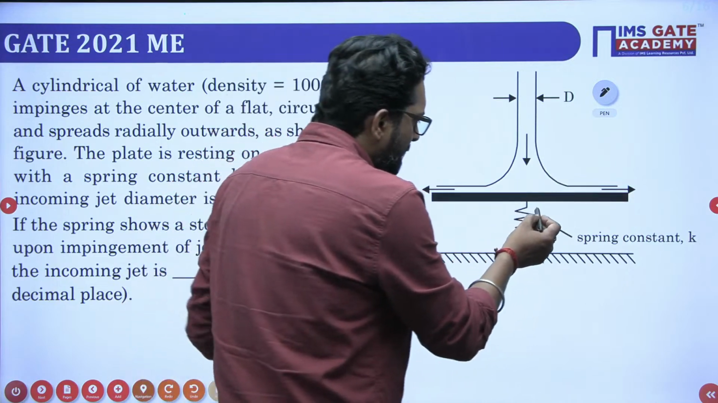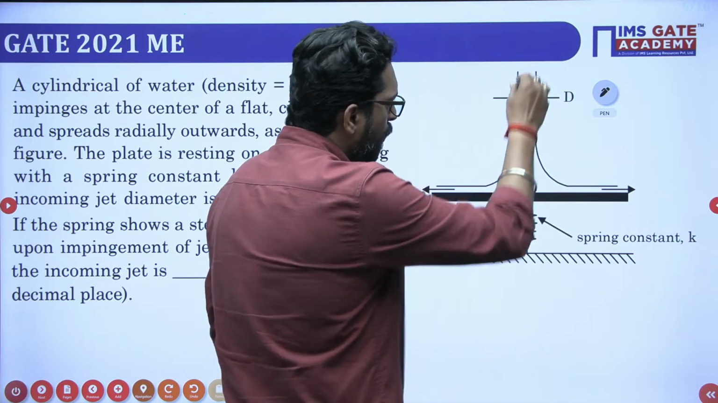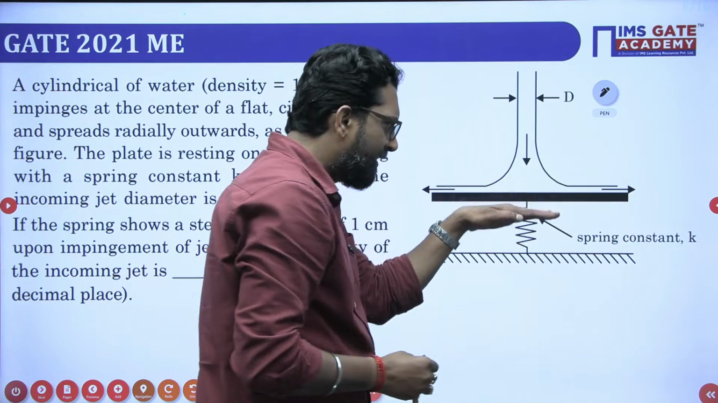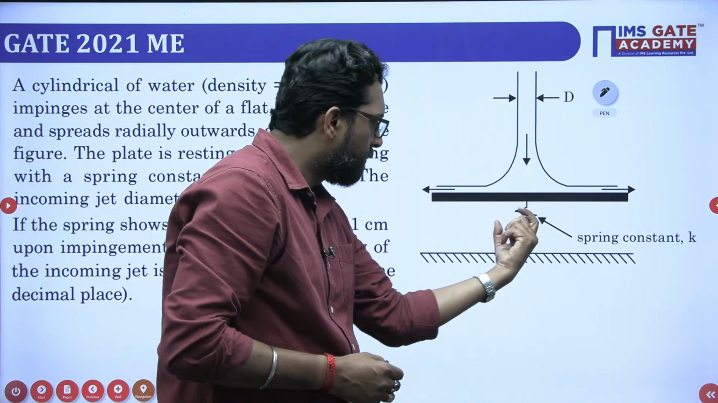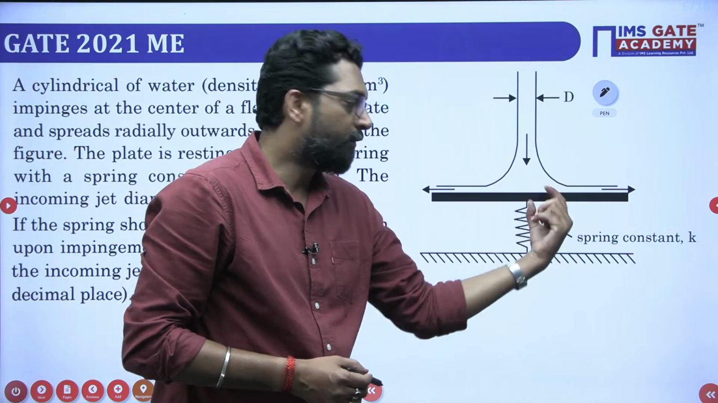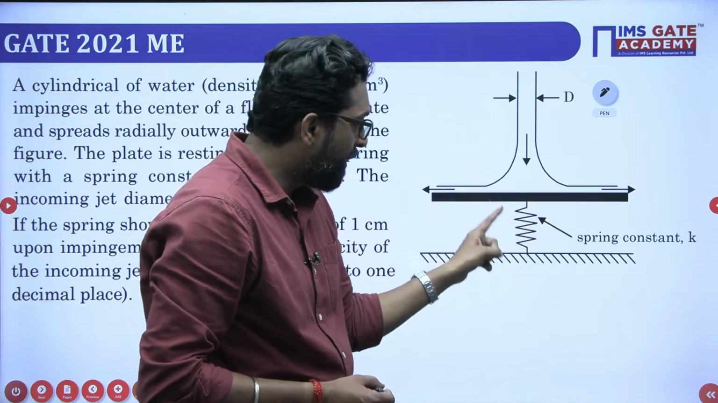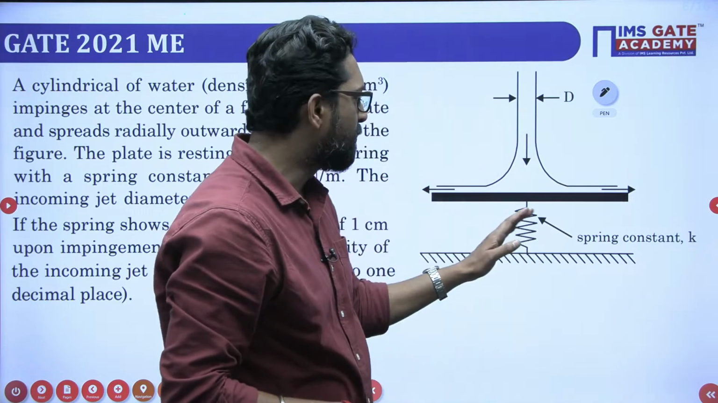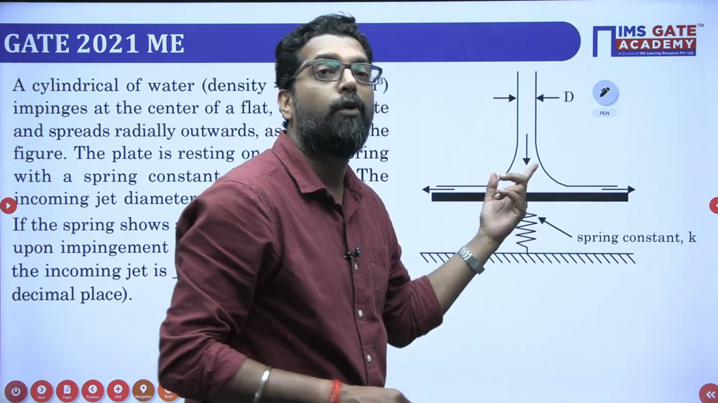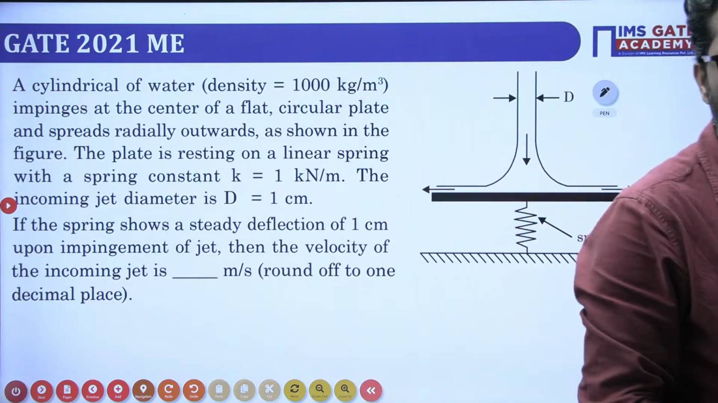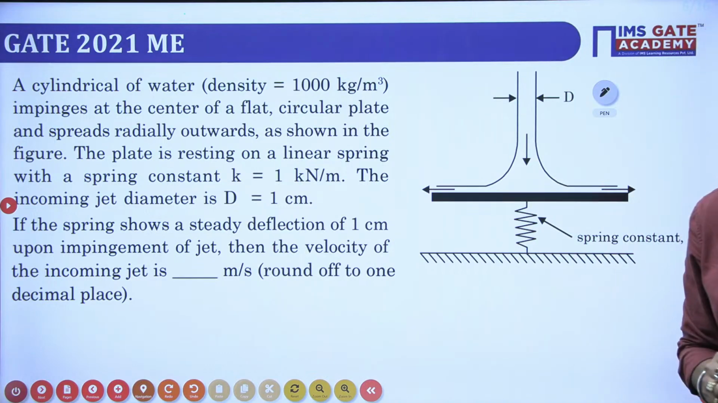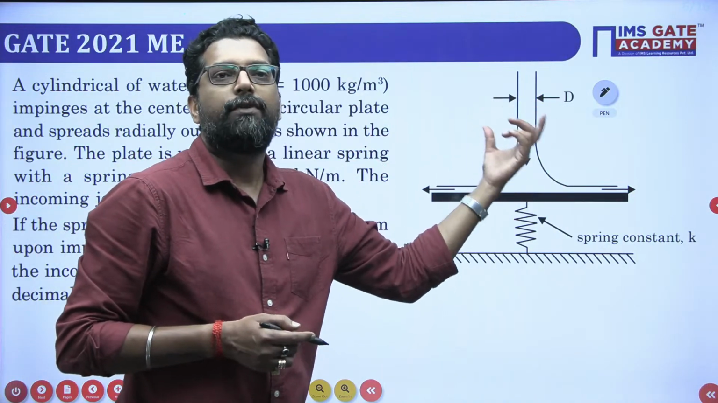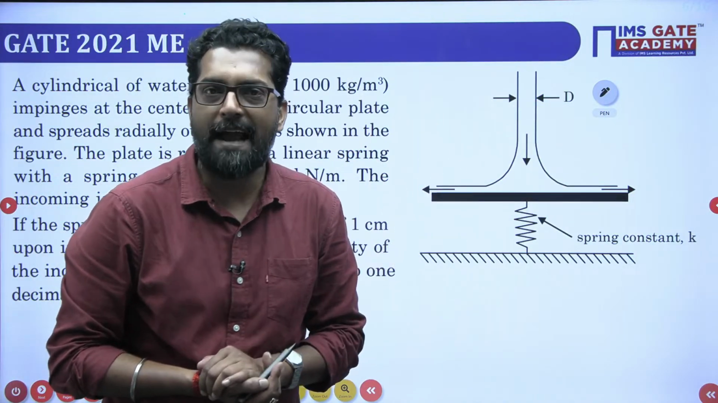There is also a spring. While the jet strikes normally on the plate, it tries to move downward and the spring compresses. The compressed spring develops a force perpendicular to the plate, opposite to the incoming jet. This question is related to fluid dynamics, specifically the impact of a jet.